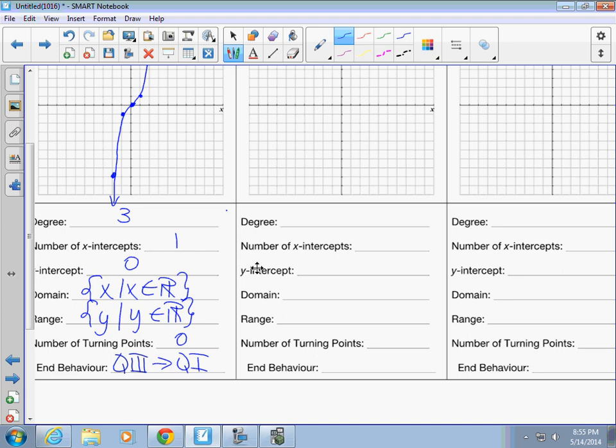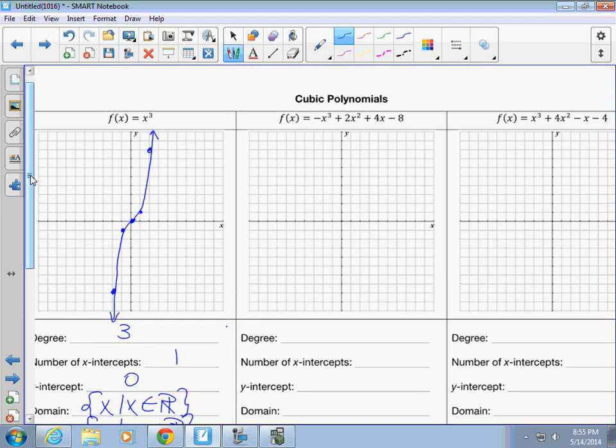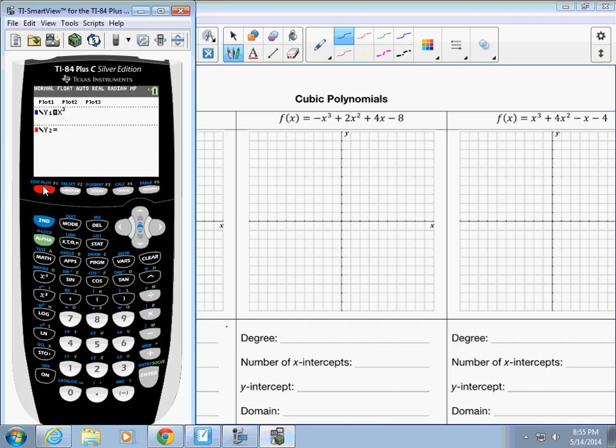There we go. Okay, so my next equation. We got negative x cubed, well, have to make sure you move over, plus 2x squared plus 4x minus 8. So just looking at that, I know I should have a y-intercept at -8. So my degree is 3.